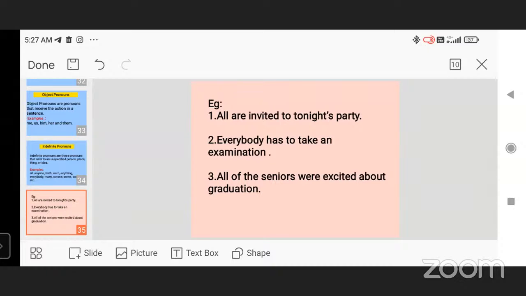Next example: everybody has to take an examination. Whenever something is taught to you, we used to give you some test. In that place, everybody has to attend the exam. Everybody comes under the indefinite pronoun. Next, all of the seniors were excited about graduation. So these are all indefinite pronouns.